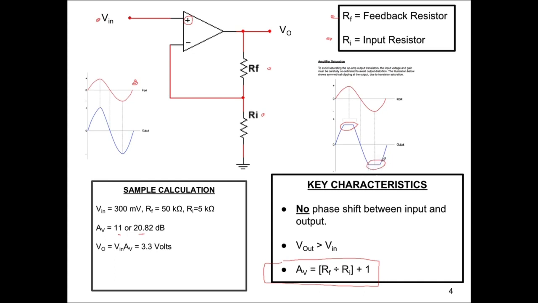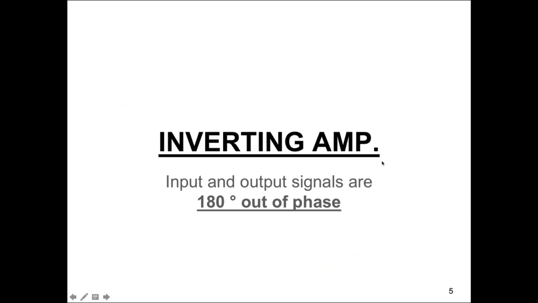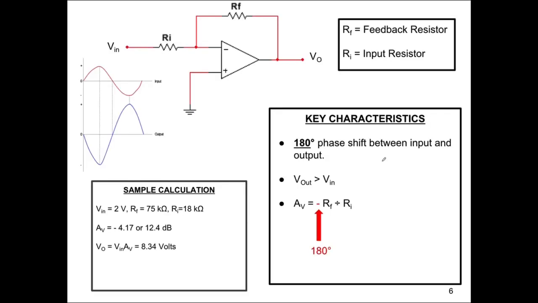So this is a non-inverting amplifier. Inverting amplifier: the input and output signals are offset by 180 electrical degrees, as you might have guessed.